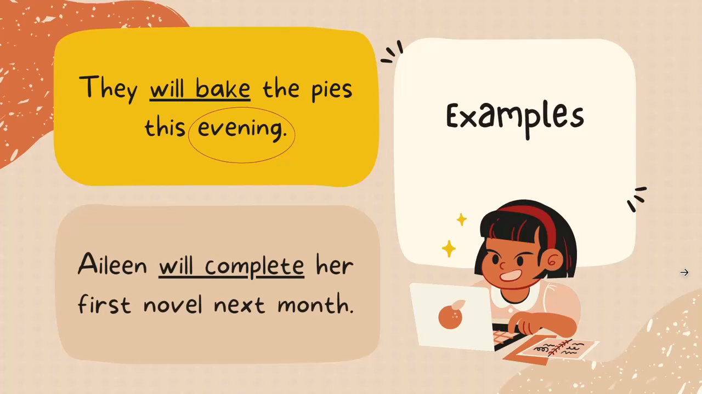Aileen will complete her first novel next month. All these examples show that it will happen in the future. The first one will happen this evening and the second sentence will happen next month.